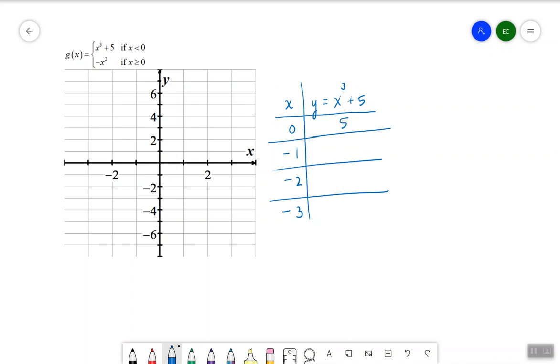And the y values would be 5. And then what is that? -1 cubed is -1 plus 5 is 4. And then that would be -8 plus 5 is -3. And -27 plus 5 is -22. So at 0, 5, we can go ahead and draw the hole. -1, 4, we can plot a point. -2, -3, we can plot another point. And then this is a smooth curve.